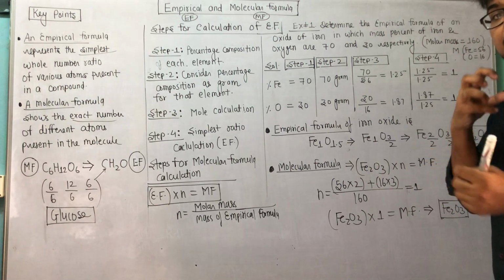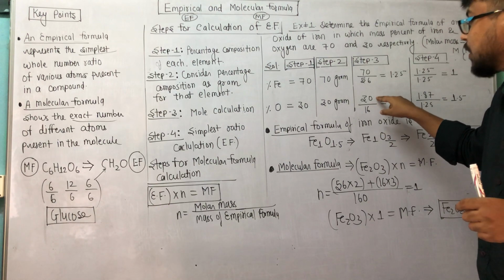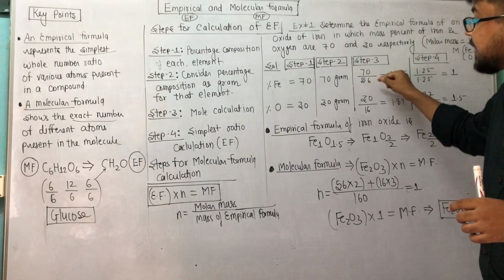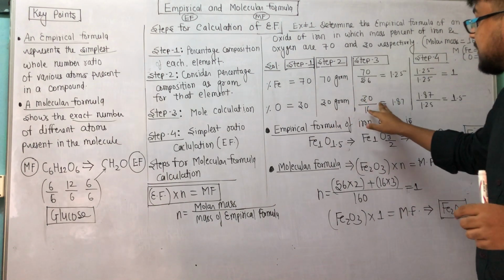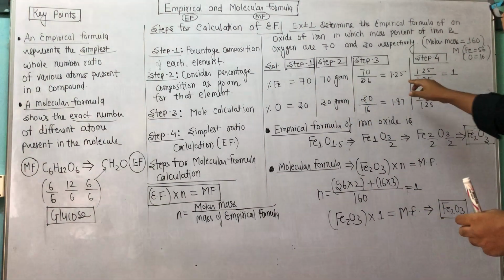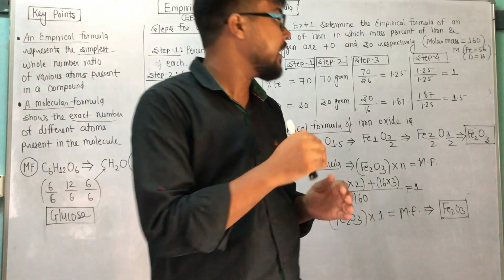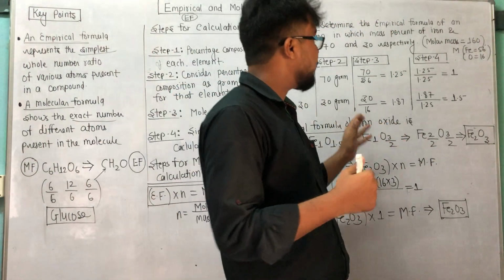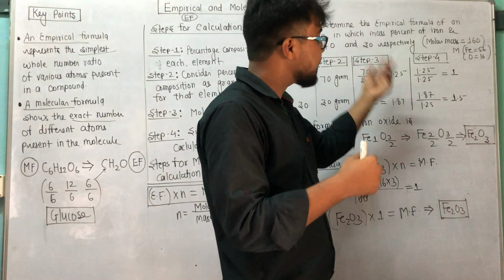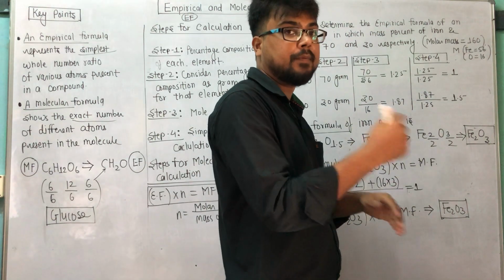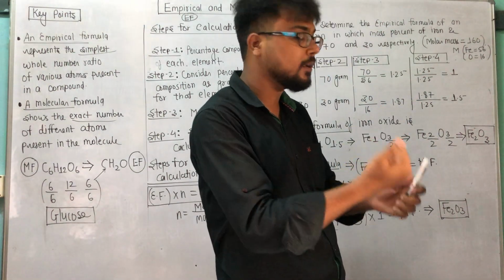In step 3, I have to divide the given mass, that is 70 gram for iron and 30 gram for oxygen, by their atomic masses. For Fe it is 56 and for oxygen it is 16. So it will be 1.25 and 1.87, and after the calculation of mole I have to go for the simplest ratio. Whichever value is the lowest among these, I have to divide by it. So 1.25 divided by 1.25, the answer is 1, and 1.87 divided by 1.25, the answer is 1.5.